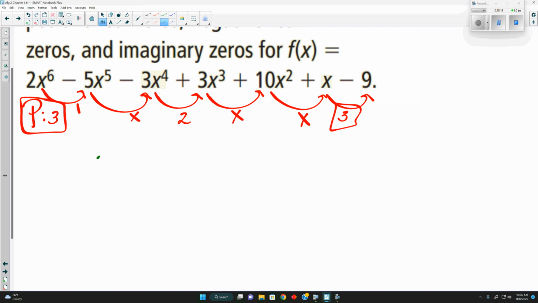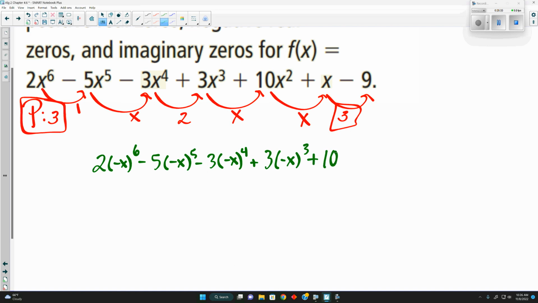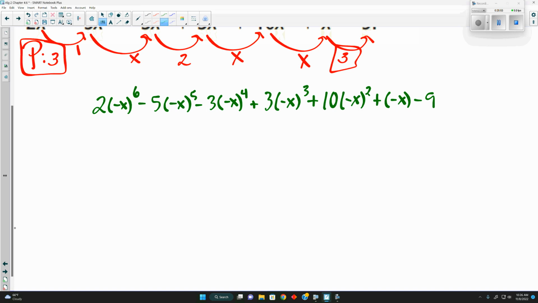Now for the negative case, we're replacing every x with negative x. And as we know, even powers are going to make it positive, odd powers are going to be negative, especially if we're putting a negative number to that power. Or really for this here, if the power is even, the sign stays the same. If the power is odd, it's going to change.